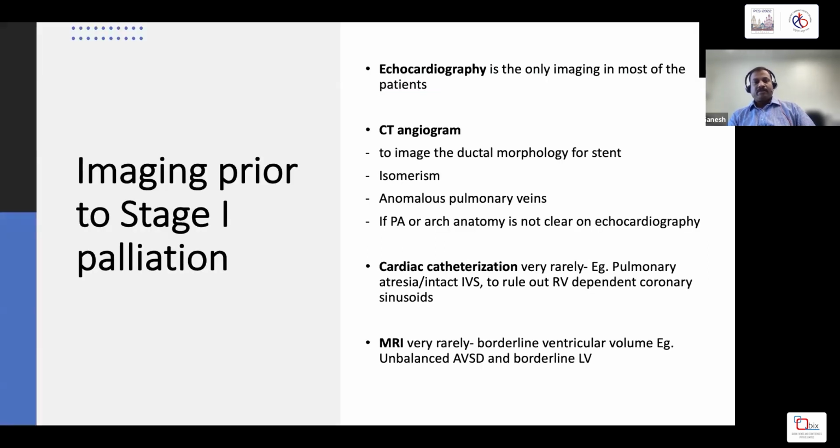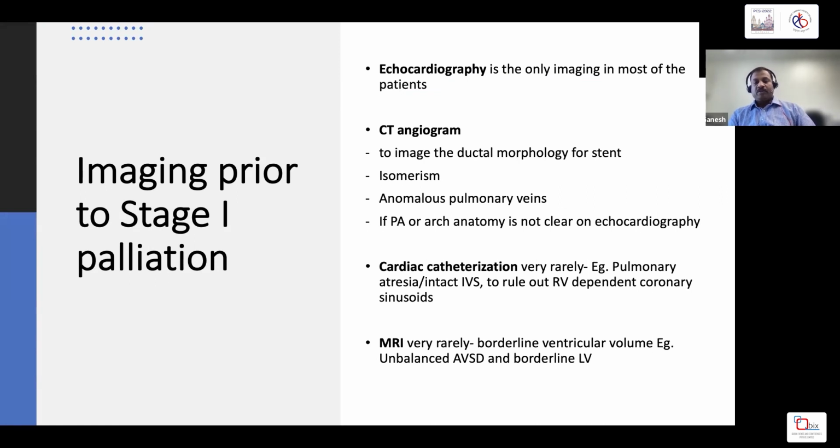And in our unit, the current practice is imaging before stage 1 palliation. The echo is the only imaging modality in most of the patients. CT angiogram we do in some patients, especially to assess for a ductal stent, to study the ductal morphology. We routinely do CT angiogram in all patients with isomerism.